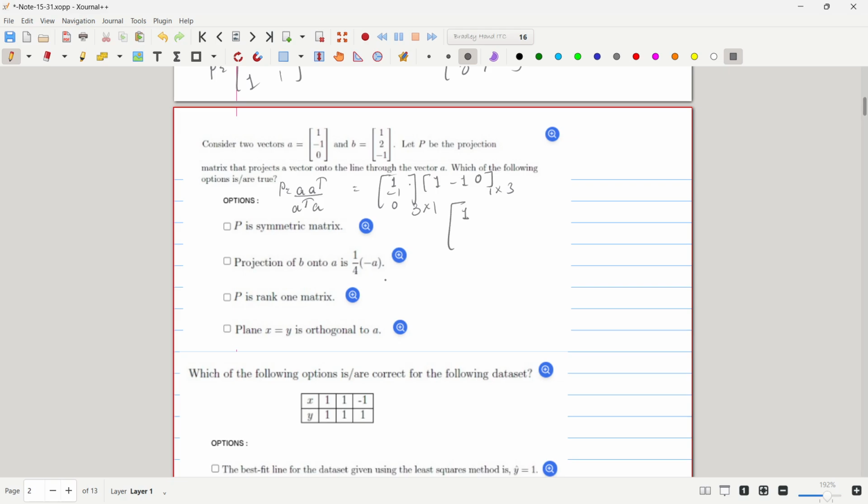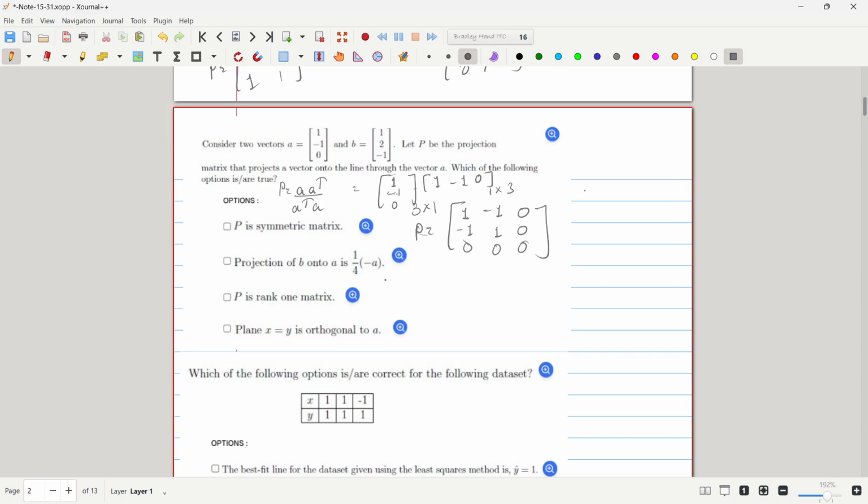So 1 into 1. 1 into minus 1, that is minus 1. 1 into 1 is 0. Minus 1 into 1 is minus 1. Minus 1 into minus 1, 1. And minus 1 into 0 is 0. 0 into 0, 0 into 0 and 0 into 0. This is your projection matrix.